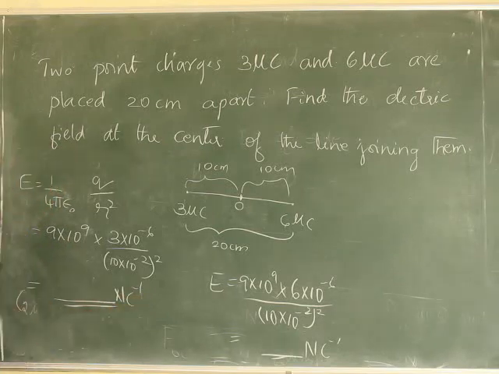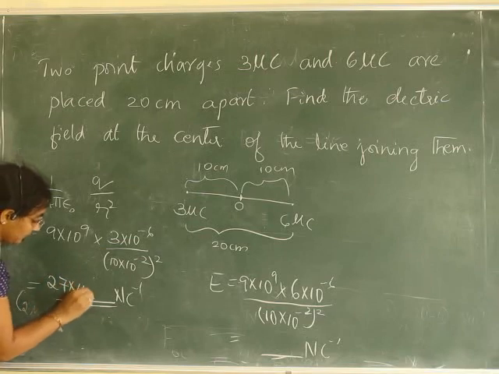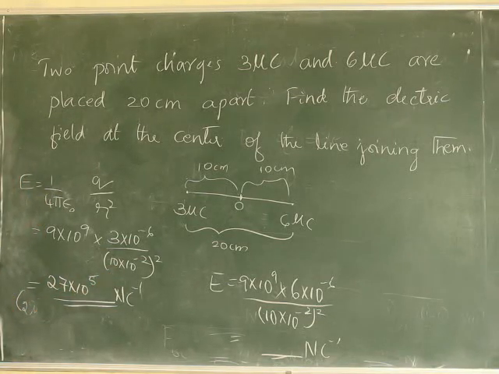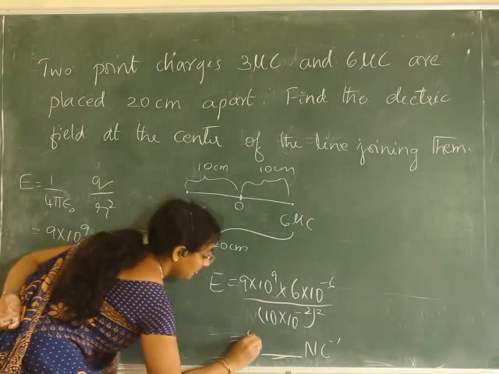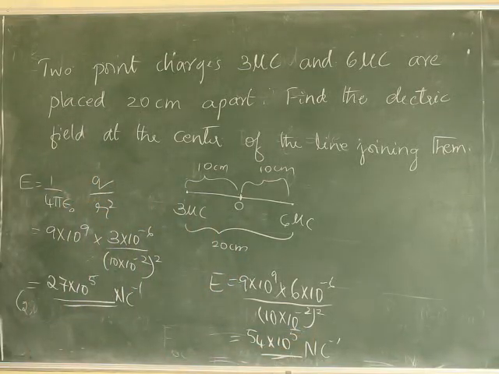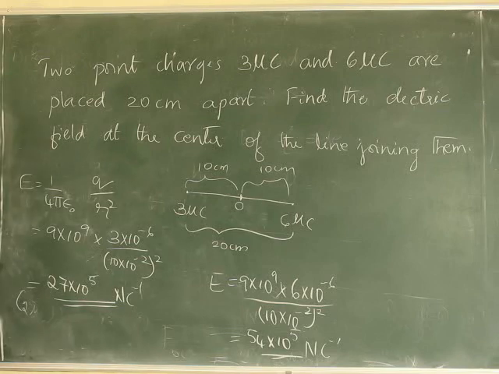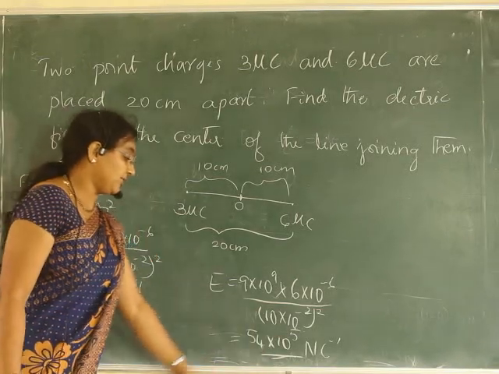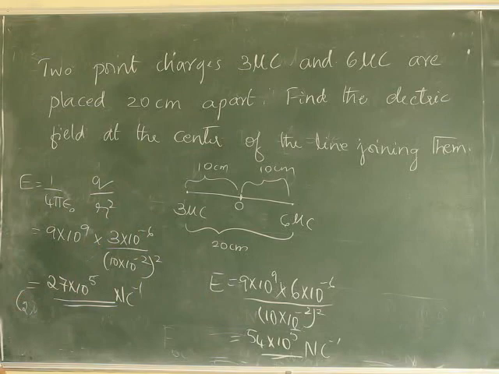What is the answer you get? The answer we get here is 27 into 10 to the power 5 Newton per coulomb. And one more answer we got here is 54 into 10 to the power 5. So these are the two answers. So what is the result? Total electric field E is 54 into 10 to the power 5 minus 27 into 10 to the power 5.